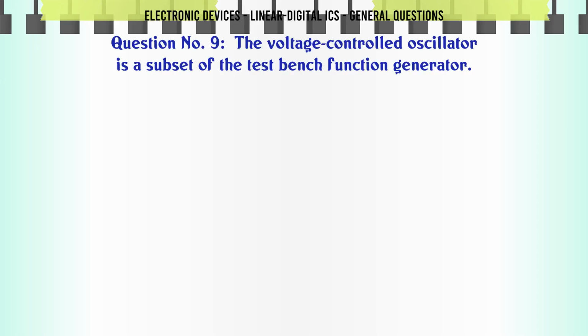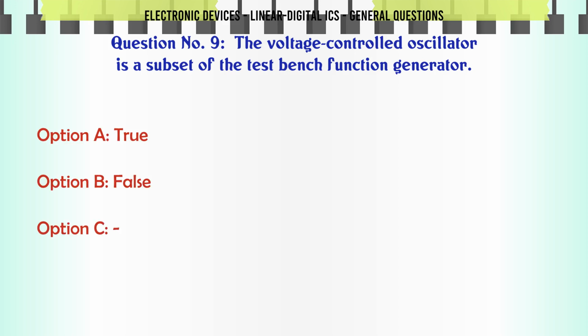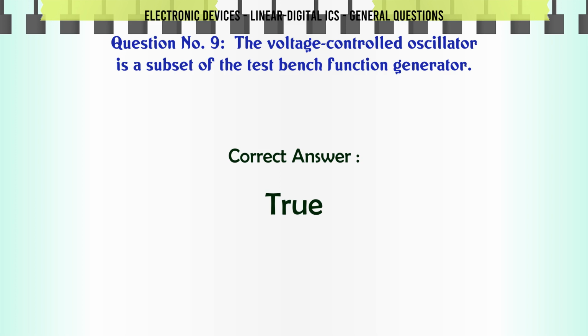The voltage-controlled oscillator is a subset of the test bench function generator. A. True. B. False. The correct answer is true.